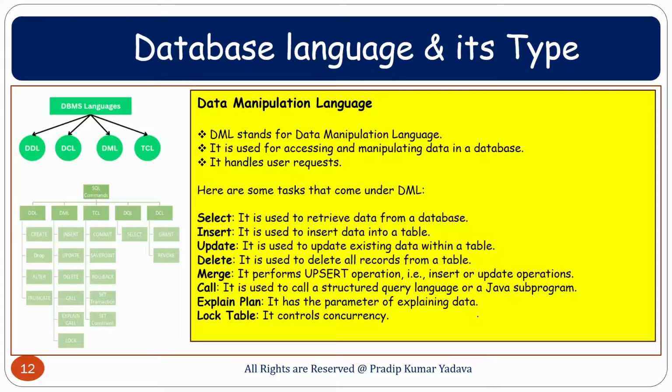So here are some examples which come under the DML, or you can say here are some tasks that come under the DML, like select. It is used to select the data, or it is used to retrieve the data from the database. Also sometimes we say it is used to read the data from the database. Insert means we are inserting some data in the database. Update means it is used to update existing data within the table. Delete means it is used to delete all the records from a table.